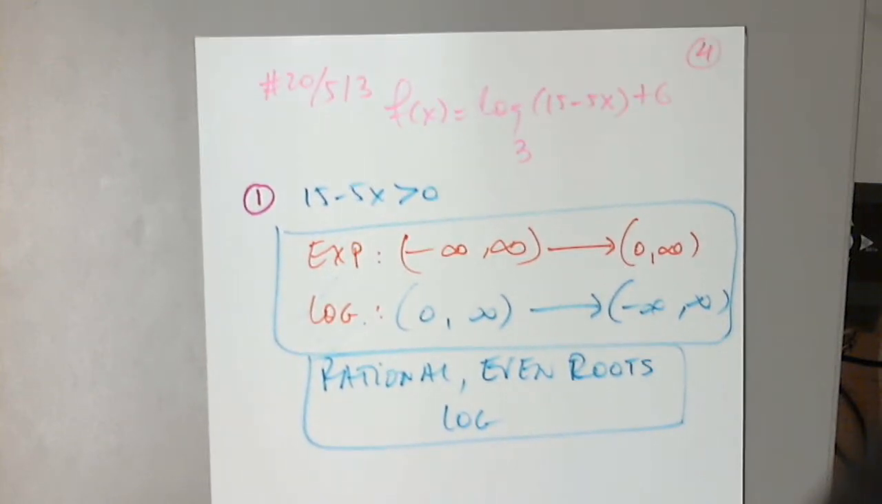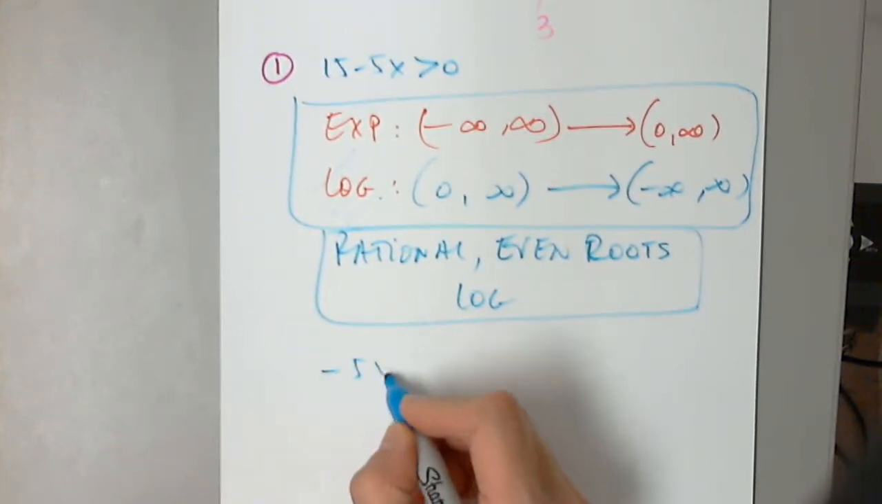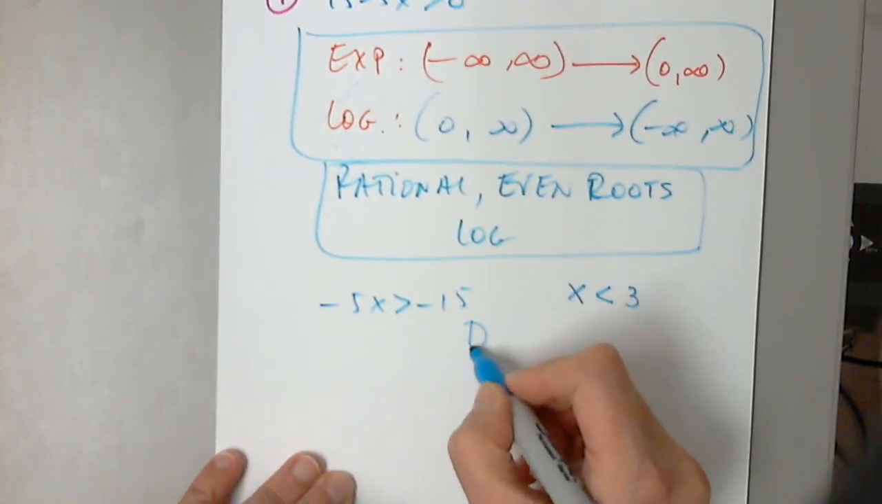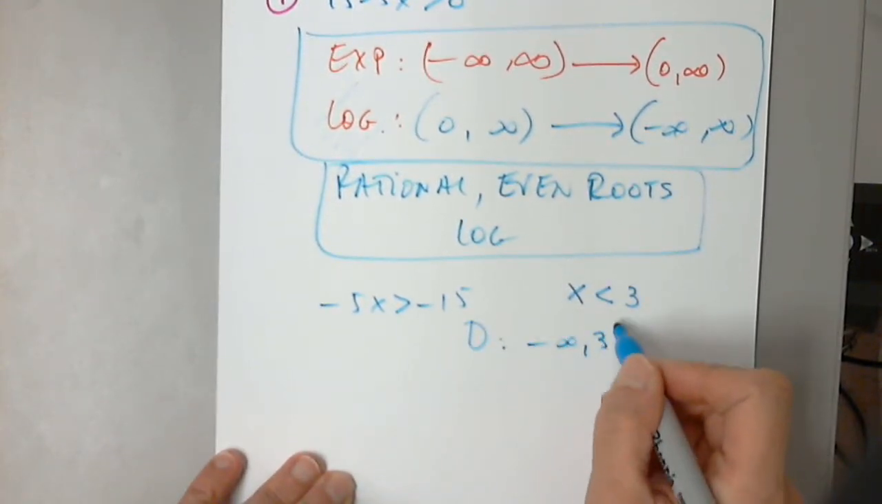So that's our first step. We solve the inequality, negative 5x greater than negative 15, so x less than 3. So we know the domain is negative infinity to 3.